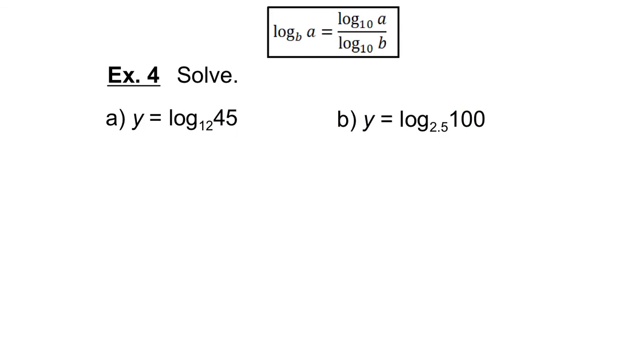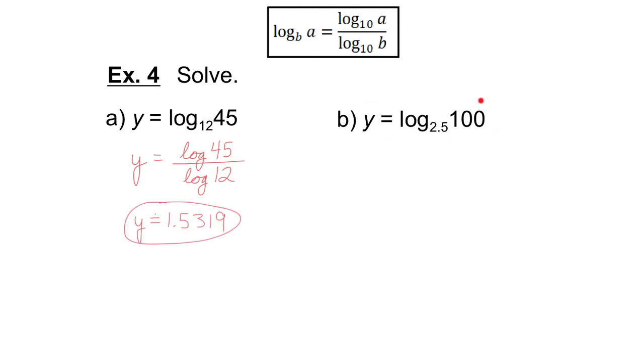So here are a couple examples just to illustrate the point, and I've rewritten the general form up here just for your reference. So I want to solve y equals log base 12 of 45. So to calculate y, well, I need to rewrite this so that I can punch it into my calculator. Log base 12 of 45 can be written as log of 45 divided by log of 12, and I can punch that into my calculator, and I get my answer.